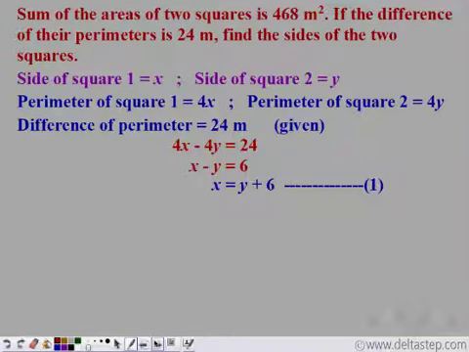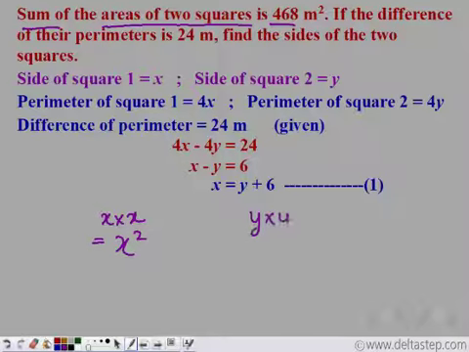Now let us see what else is given to us. It is given that the areas of two squares have the sum as 468. So we need to find the areas of both the squares. The area of a square is given by side into side. So the area of first square will be x into x, which is x square. The area of second square will be given by y into y, that is y square.